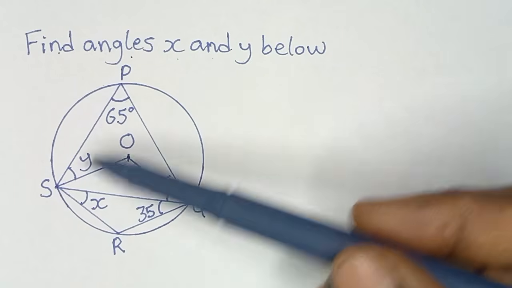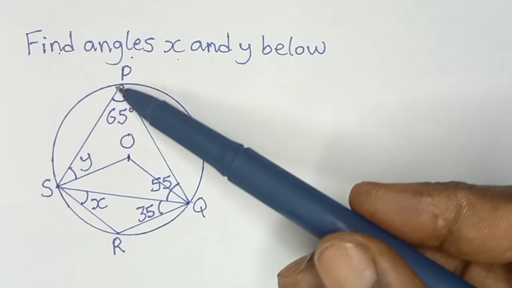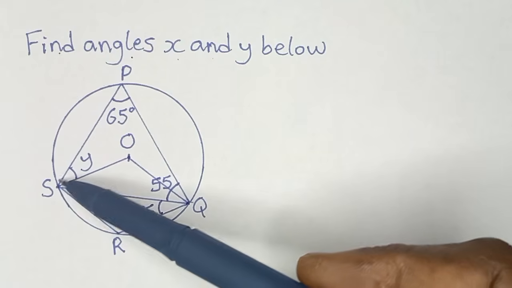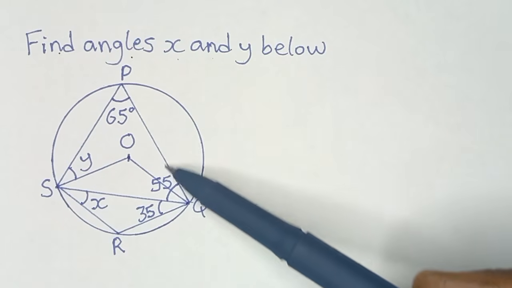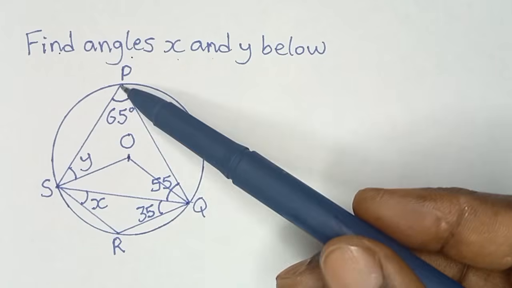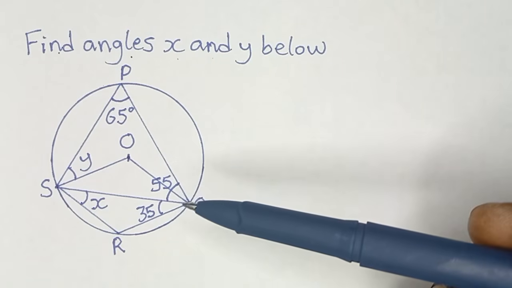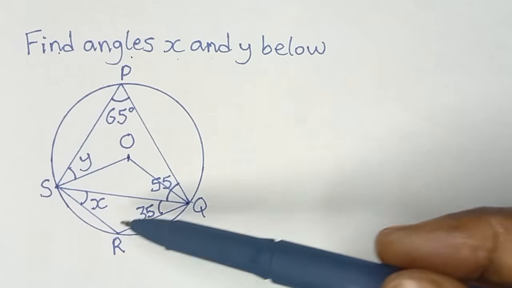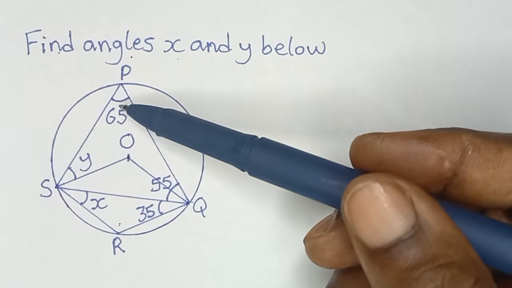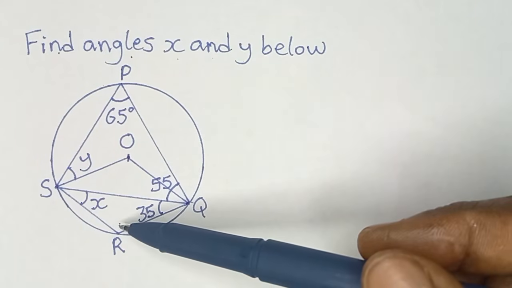You agree with me that this PQRS is a cyclic quadrilateral because all the angles, or all the edges, are on the circumference of the circle. So it is a cyclic quadrilateral. And we should know that the theorem for a cyclic quadrilateral says that the opposite angles of a cyclic quadrilateral are supplementary. Supplementary means they add up to 180 degrees.